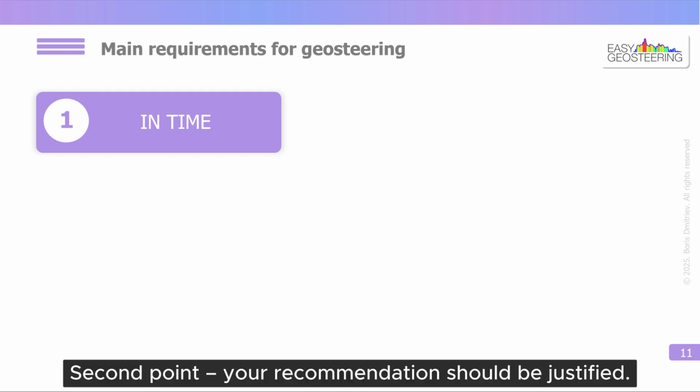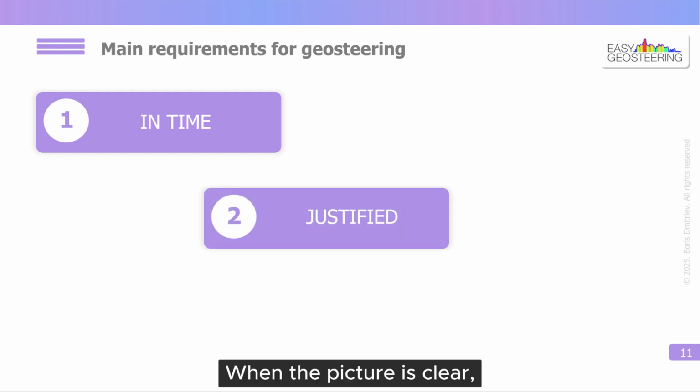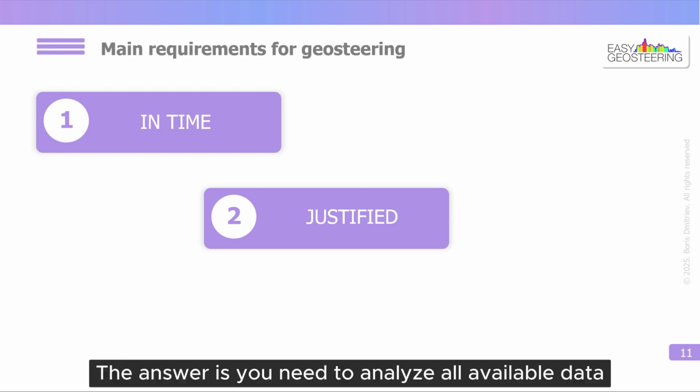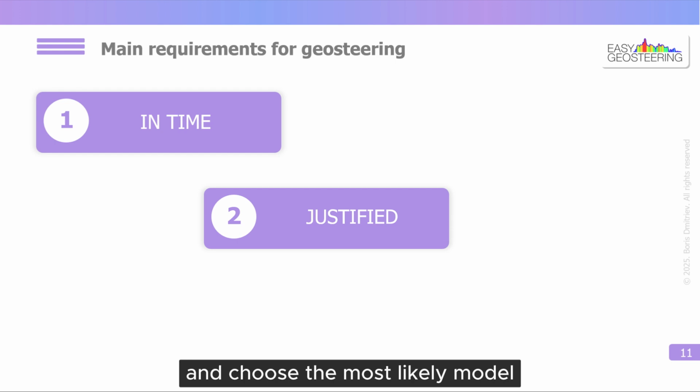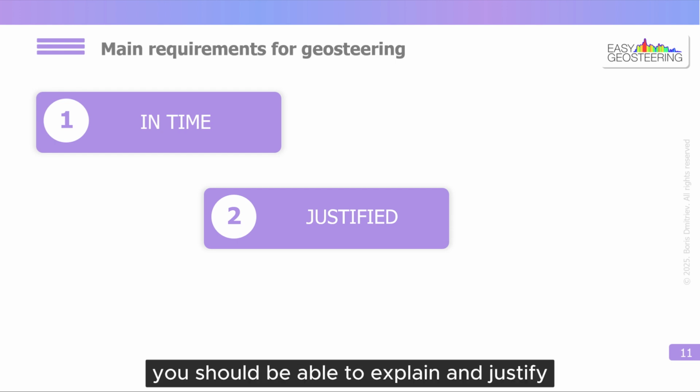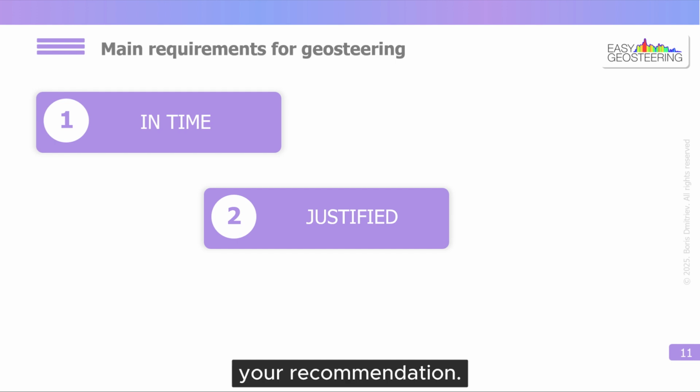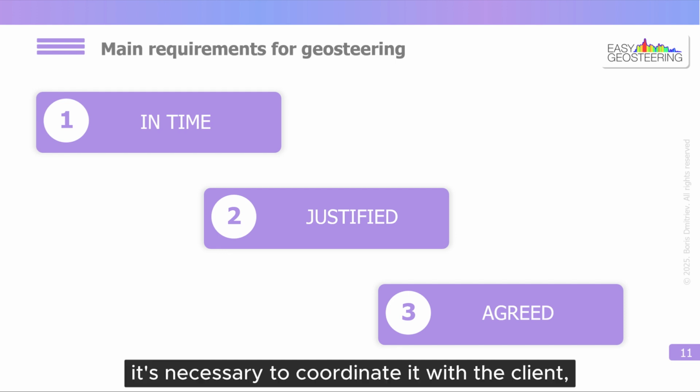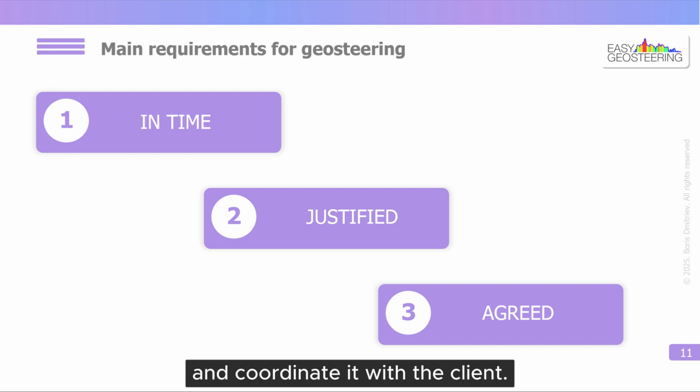Second point, your recommendation should be justified. When the picture is clear, everything is simple. But what to do when we have 2 or more alternative wellbore positions? The answer is you need to analyze all available data and choose the most likely model in your opinion. In other words, you should be able to explain and justify your recommendation. And finally, when you have formed your recommendation, it's necessary to coordinate it with the client because the final decision rests with them. So be in time, justify your recommendation, and coordinate it with the client.